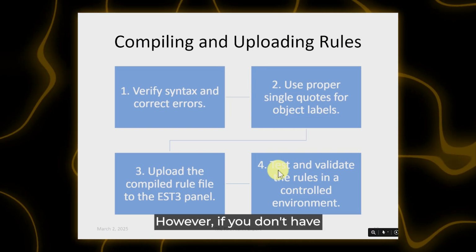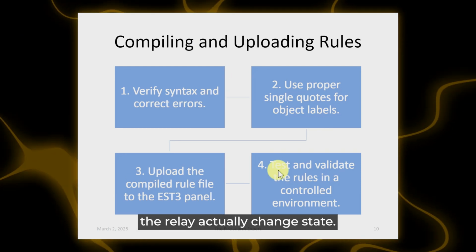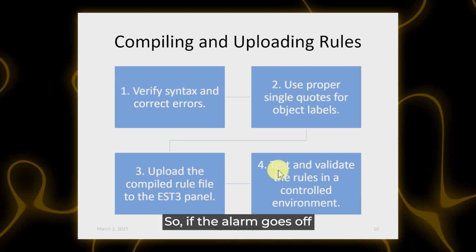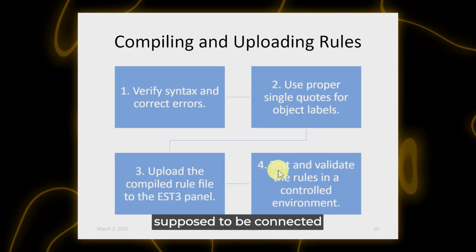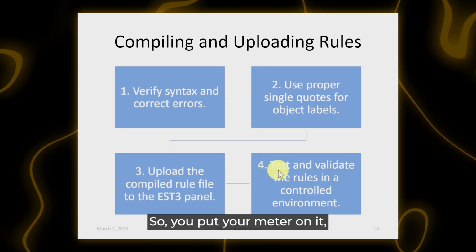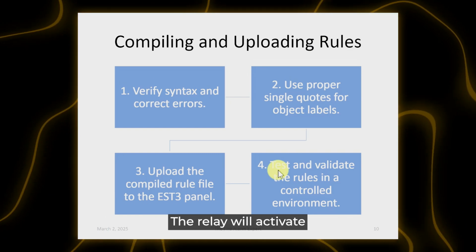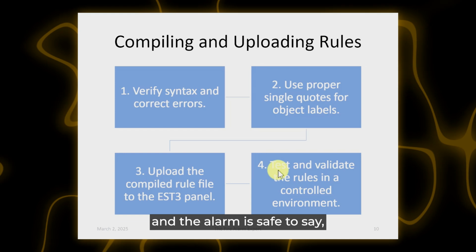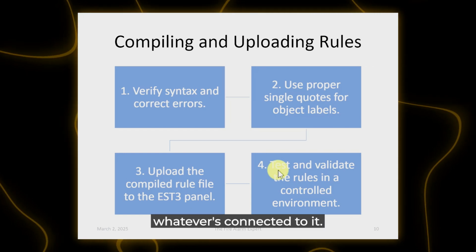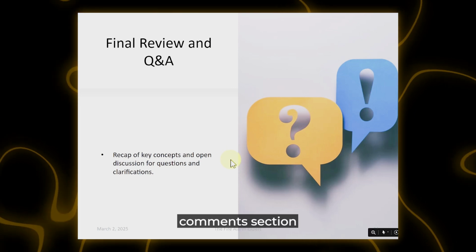However, if you don't have any controllers connected to your relays, your job is to make sure the relay actually changes state. So if the alarm goes off and something is supposed to be connected, normally open, that relay should close. So you put your meter on it, test for continuity, and if the meter beeps, then that continuity is there. The relay will activate and it's safe to say, yeah, it's gonna work, whatever's connected to it. So like I said, if you have any questions, let's chop it up in the comment sections.